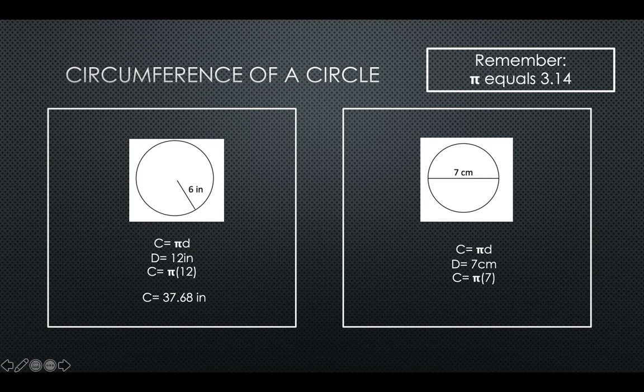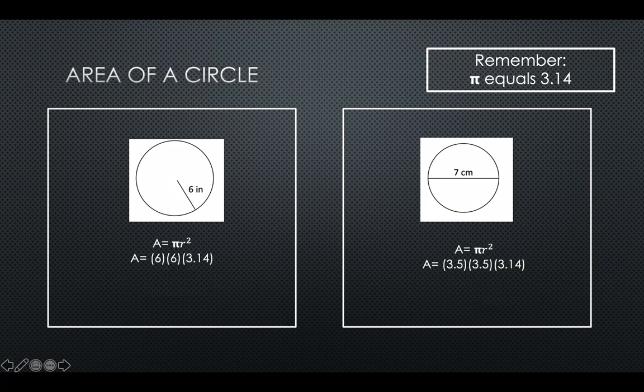Here, this time we are given the diameter of 7, so we simply multiply the 7 by pi, which gives us a circumference of 21.98 centimeters. Don't forget your measurements here, centimeters in this one, inches in the other.